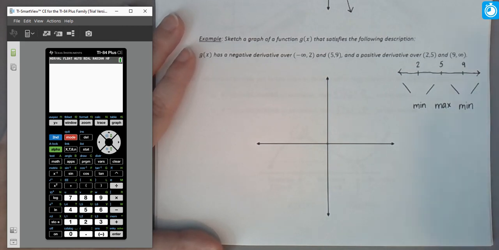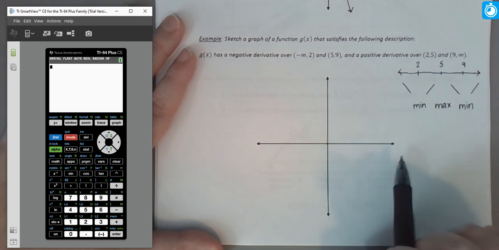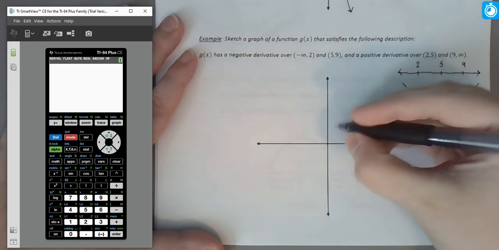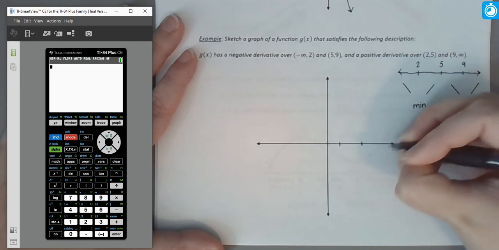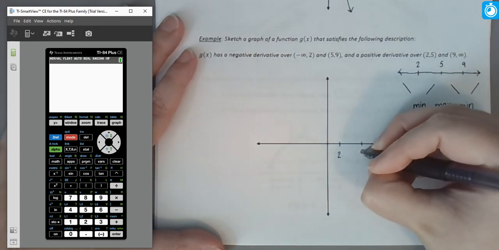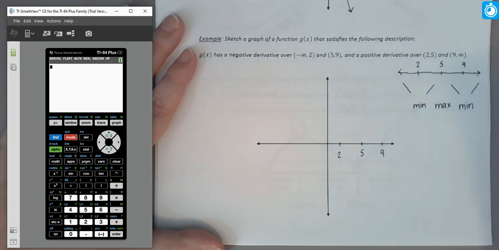Okay, what is the minimum value at each of these locations? What is the maximum value? Again, we don't know. We don't know how far we dip down or how high up we peak. All we know is that those points represent the locations where we transition from one behavior to another. So let's put those key locations on our x-axis. So we'll say this is 2, this is 5, this is 9, okay?